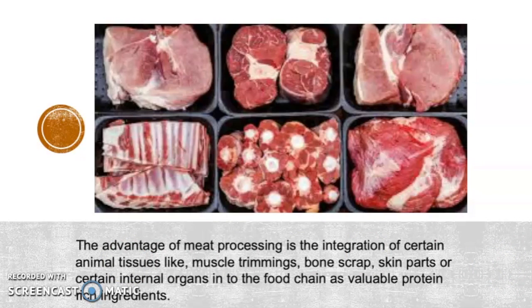The advantage of meat processing is the integration of certain animal tissues like muscle trimmings, bone scrap, skin parts, or certain internal organs in the food chain as valuable protein-rich ingredients. The basic meat product processing technologies, cutting and mixing, are accomplished by various additional treatments like curing, seasoning, smoking, filling into rigid containers, vacuum packaging, and canning. This treatment depends upon the type and quality of the final meat product.